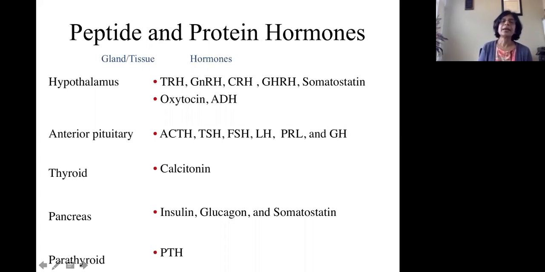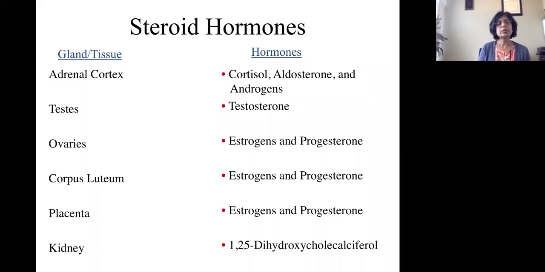All right, here are the protein, polypeptide, peptide type of hormones. All the structures that make the protein, peptide, polypeptide type of hormones and all the hormones that are made from these tissues is all listed here. As you can tell, it's a long list, and we'll go through these at one point or another, so stay tuned.